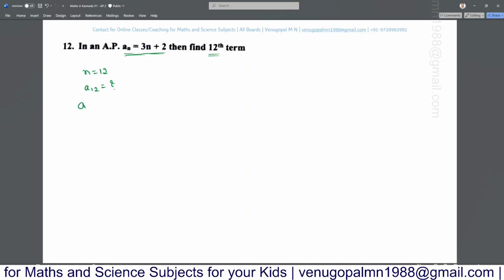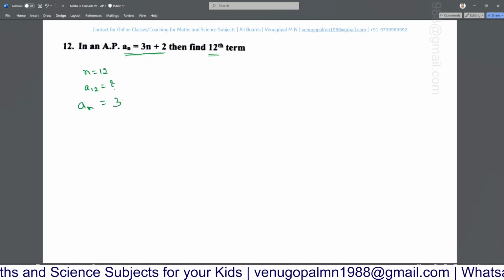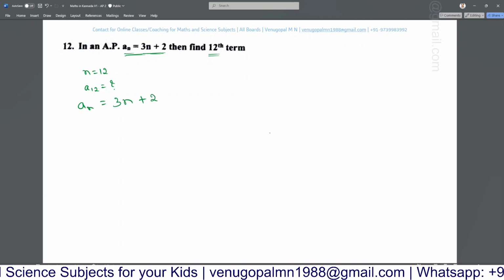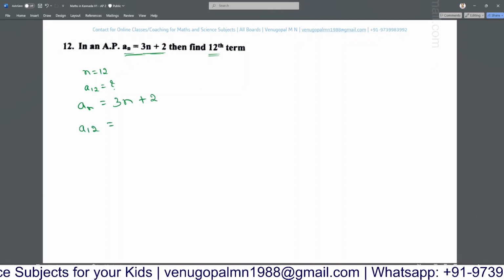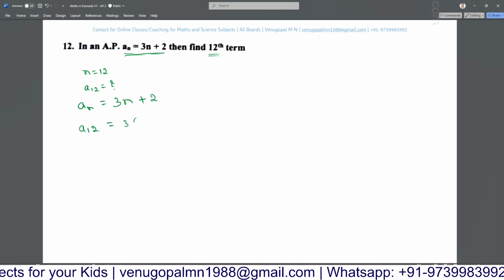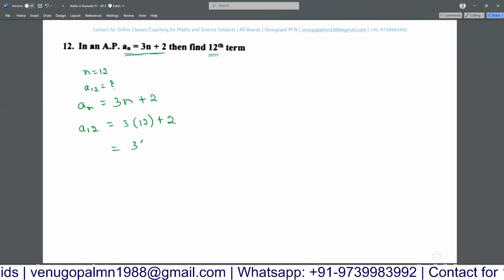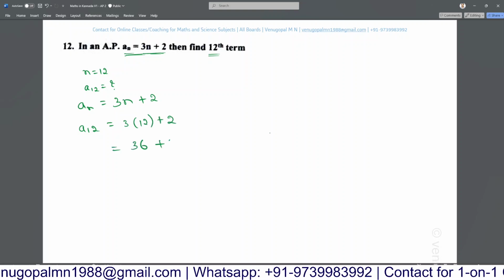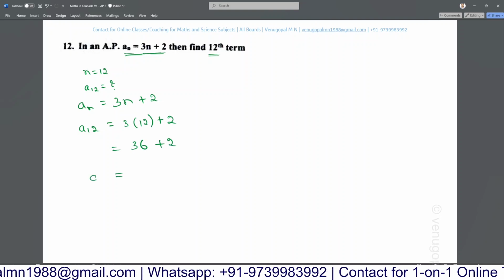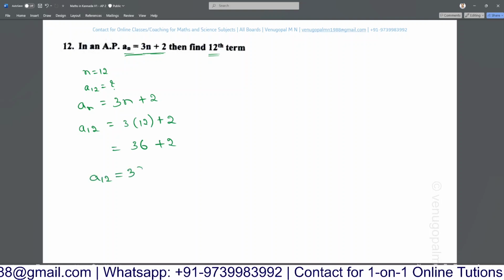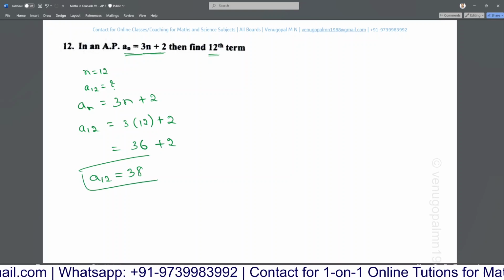So from the given equation, A of N is equal to 3n plus 2. So now A of 12 is equal to, wherever N is there, substitute 12 there. 3 into 12 plus 2, which would be 36. 12 3s are 36 plus 2, which would be A of 12 is equal to 38. Got it, guys? Very simple.